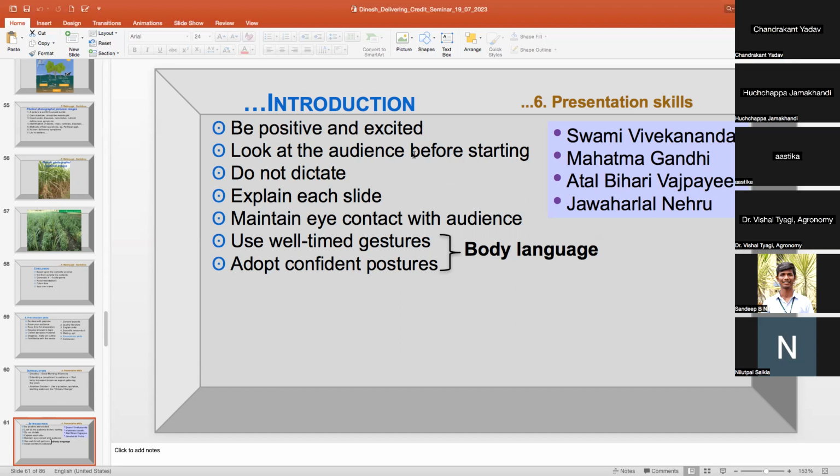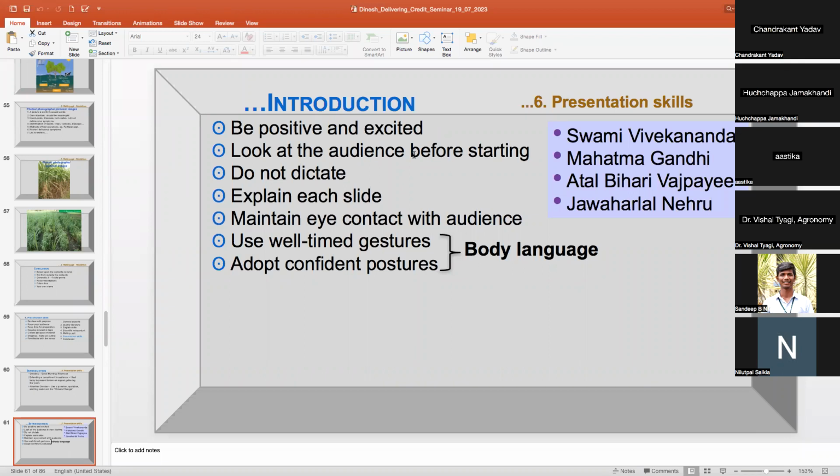Do not dictate. Dictation is really not a sign of good presentation. Explain each slide, maintain eye contact with the audience, and finally, use well-timed gestures and postures. Gestures and postures are important. How you express yourself, how you stand there. So gestures are mostly by your face and your hands, and postures are mostly by your whole body. And these gestures and postures are called body language.